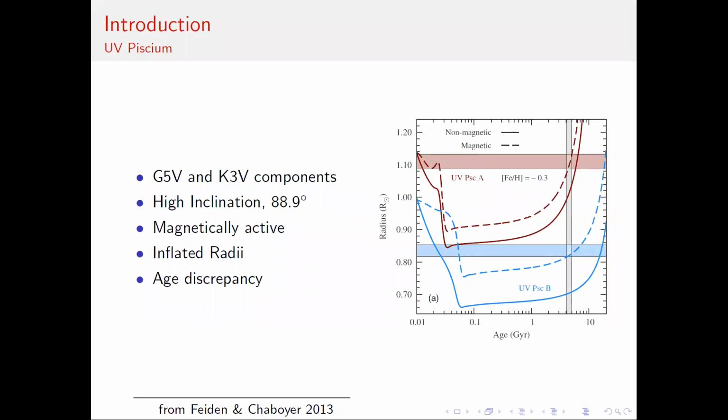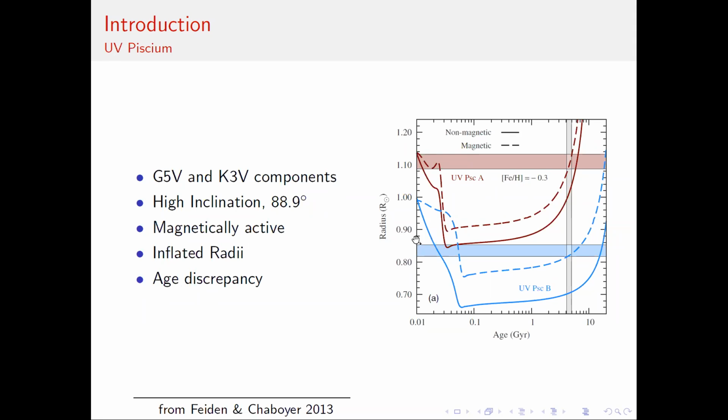it is magnetically active. Of particular interest for UV Psc, this magnetic field has been used to solve some of the peculiarities relating to its properties, particularly that both components have a slightly inflated radius, and that there is also a large age discrepancy discovered, specifically by Popper in 1997, where he found that the secondary star was estimated to be about twice as old as the primary.